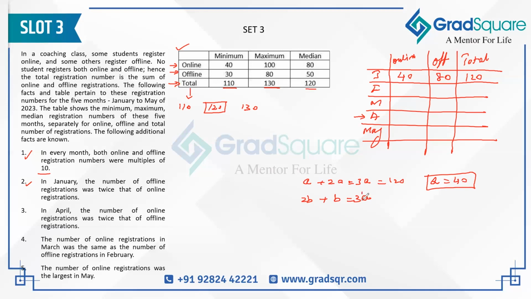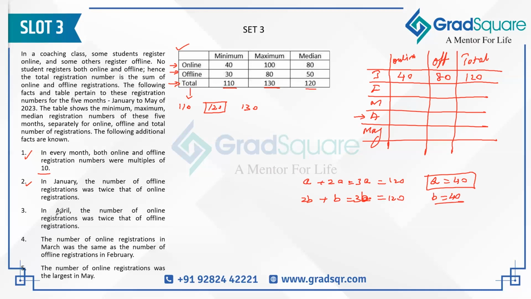Now, if this total becomes 3B, B has to be an integer. That means the only possibility is this is also becoming 120. That means the value of B is turning out to be 40. So where was B? B was over here.